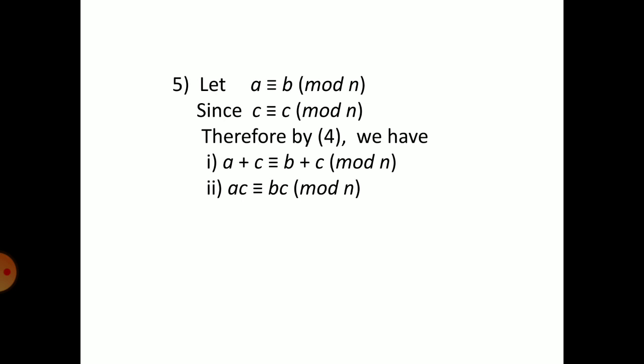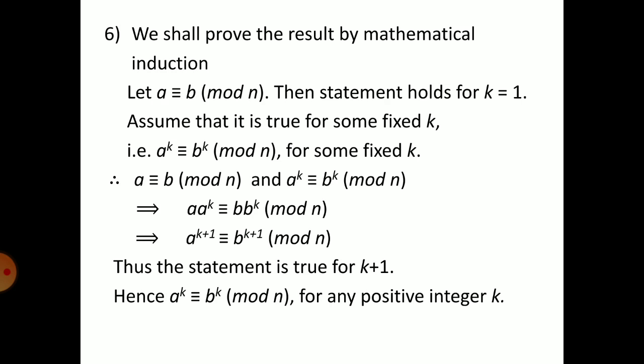consider the congruence C is congruent to C mod n. Means A is congruent to B mod n, C is congruent to C mod n. Here we have taken C is congruent to C mod n, which is not given in the statement, but by using the first result, we know that every integer is congruent to itself. Therefore, C is an integer, so C is congruent to C mod n. And then by using the fourth, A plus C is congruent to B plus C mod n, and AC is congruent to BC mod n. This is simply the use of result 4.